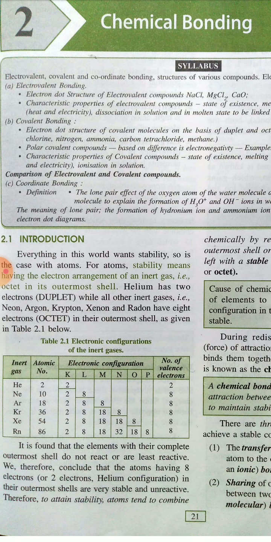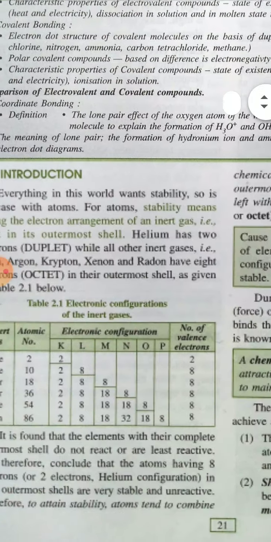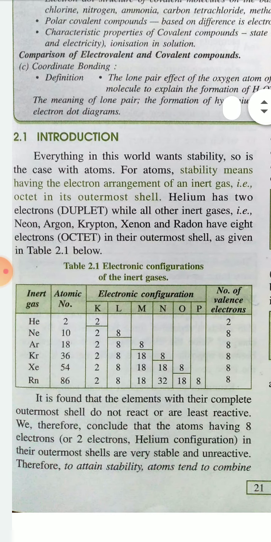Okay. So first, introduction. We know everyone wants stability. Similarly, atoms also want stability. But how will they become stable? To know this answer, you have to remember the electronic configuration of noble gases. Just go back to the first chapter, the periodic table, and check once again the electronic configuration of noble gases.